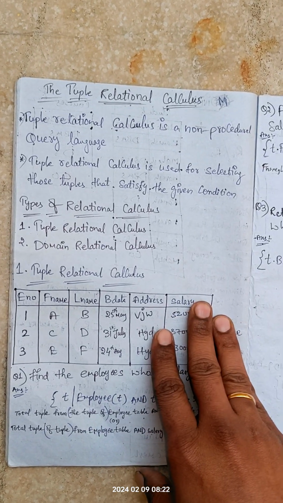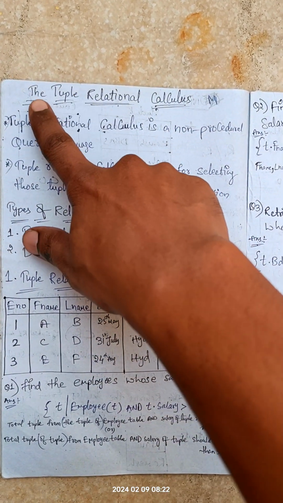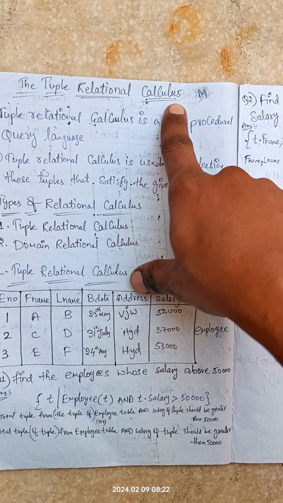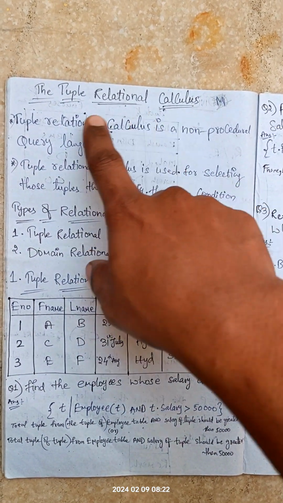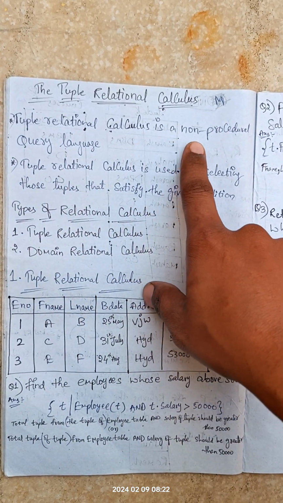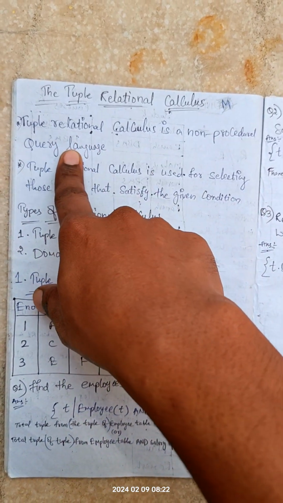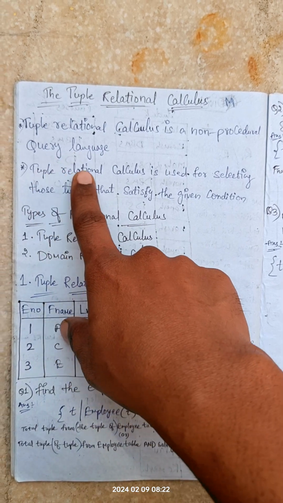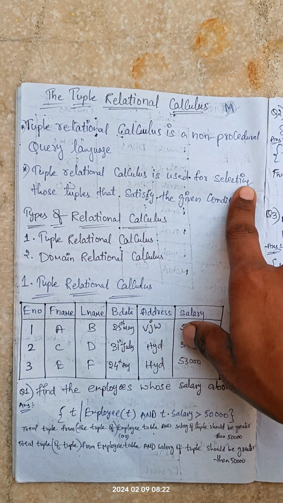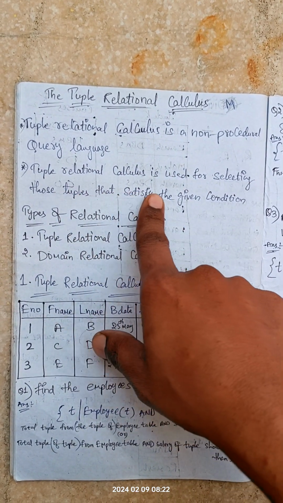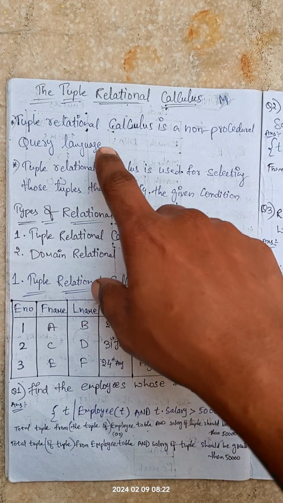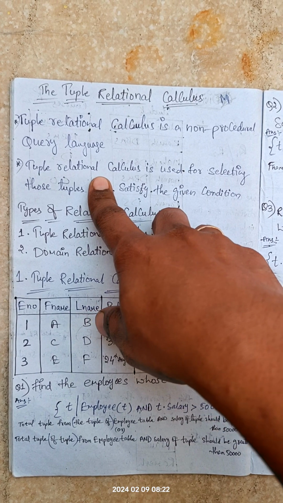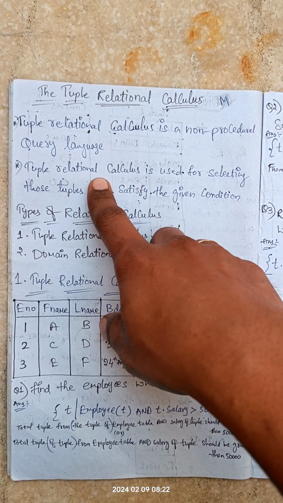So in this video we are going to see about the tuple relational calculus. The tuple relational calculus is a non-procedural query language, and it is used for selecting those tuples that satisfy the given condition. Okay, so these are the two lines about the tuple relational calculus.